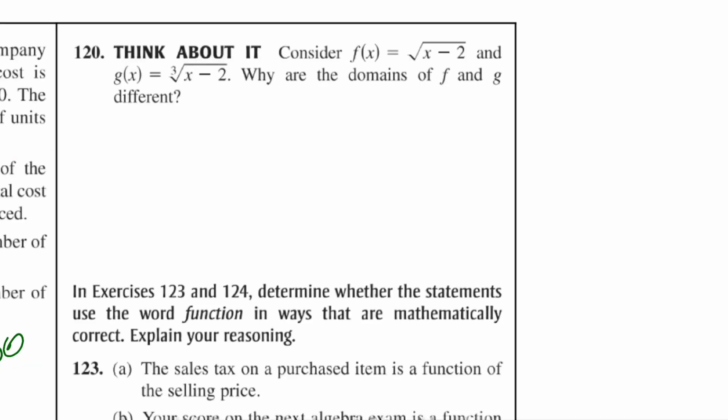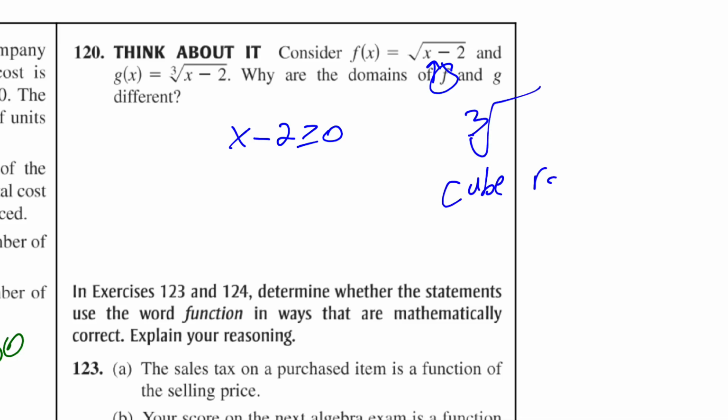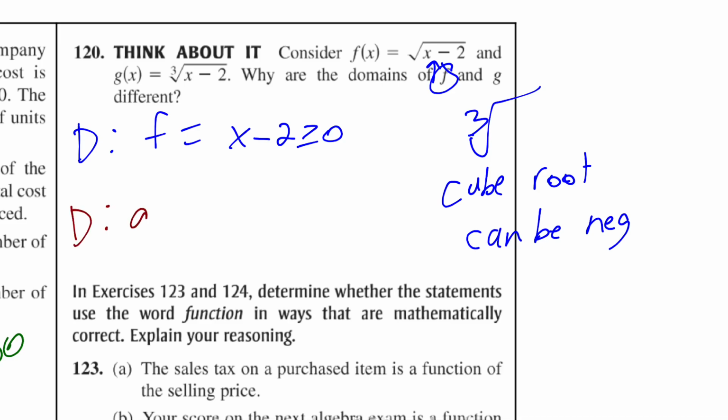Why are the domains different? For F, this can't be negative, so X minus 2 is greater than or equal to 0. G is not an even function, so we don't have to worry about that. The cube root can be negative. So for this G1, so domain for F is this. The domain for G is all real numbers, because it's okay if they're negative for cube root.